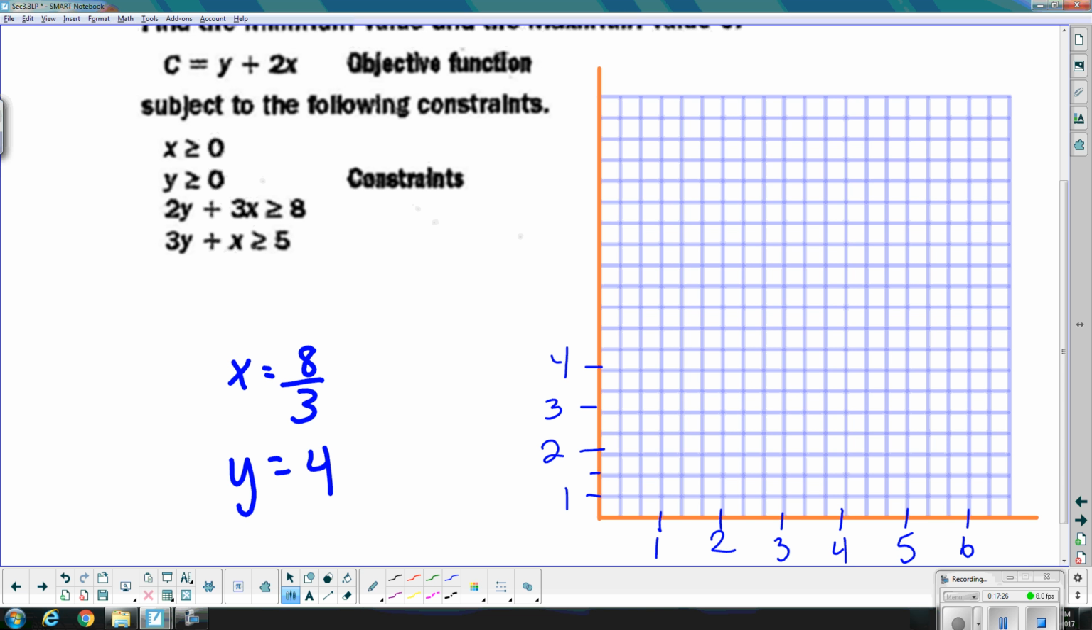Okay, so I'm going to do 8/3, which is right here, and I'm going to do 4, which is right here. And then I'm going to graph that line. Okay, and then 0 is not greater than or equal to 8, so my solution for this is above the line.